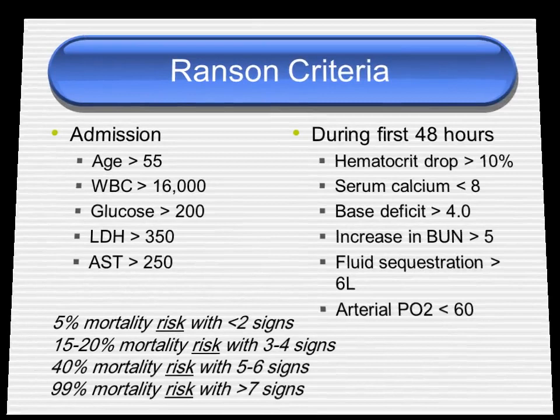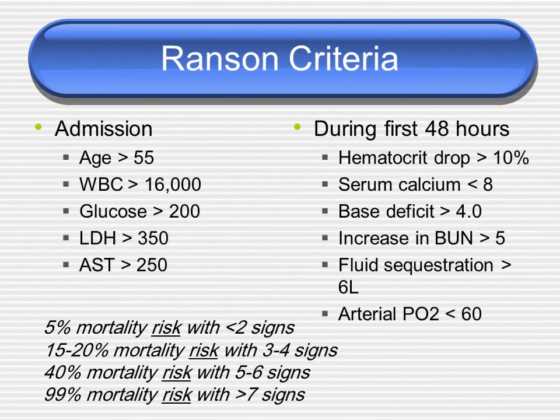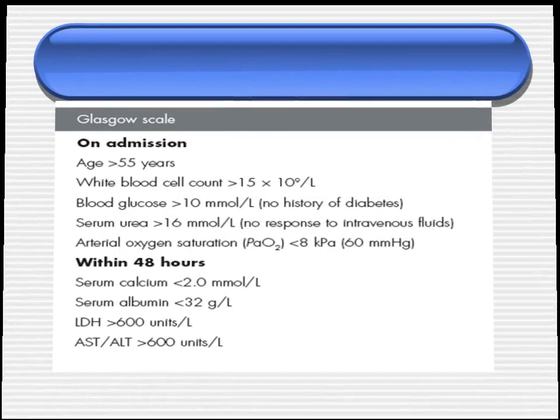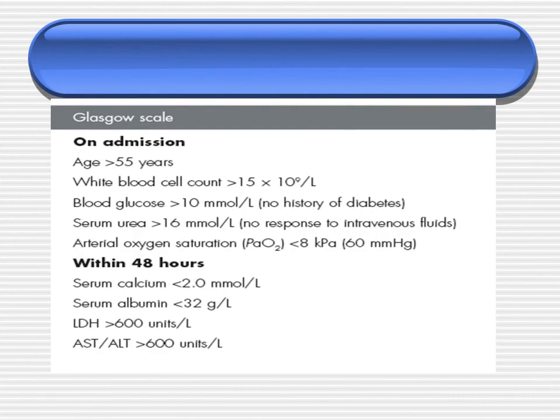Less than 2 means 5%. The more criteria present, the more severe it is, the criteria for the severity of acute pancreatitis. Another scale is the Glasgow scale, with the same findings and some investigations and something in the prognosis and therapy.